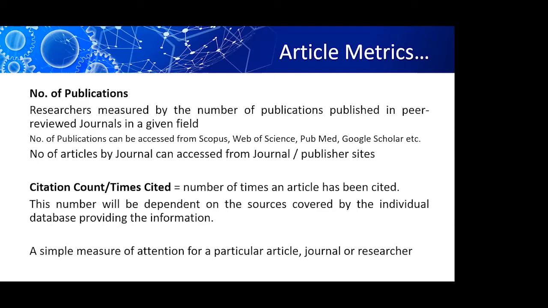Here, number of publications means the total number of publications by the author published in peer-reviewed scholarly journals. And this number of publications can be accessed from, as I mentioned in the previous databases, including Scopus, Web of Science, PubMed, Google Scholar, etc. And the number of articles by journal can be accessed from any journal or publisher sites. Nowadays, the journal sites and publisher sites also provide the number of publications by the individual authors. By hitting the individual author's name, you can find a list of publications or the number of publications.